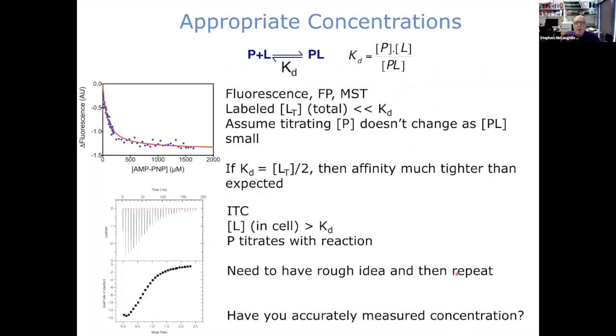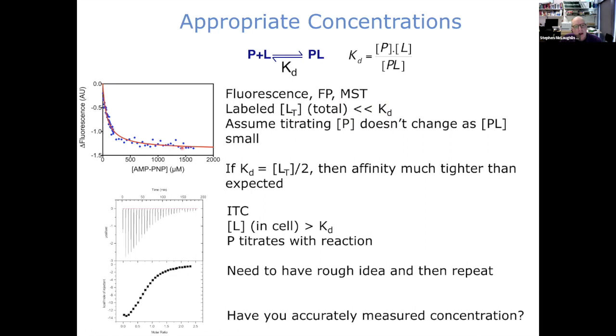So, appropriate concentrations when you're doing titrations. Well, if you're doing fluorescence in MST, usually what you want to have is the total labeled component below or at least equal to the KD. And you have to make the assumption then that the titrating peak doesn't change that much. If it does, and your concentration of this labeled material is quite close to the KD, then you need to use a model that will actually take into account what's termed the ligand depletion during the assay.